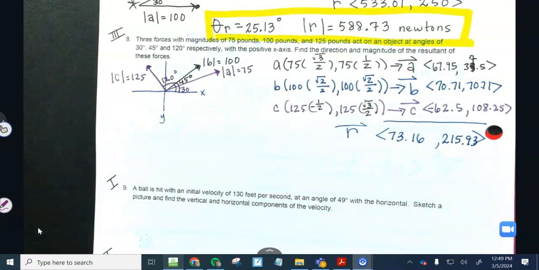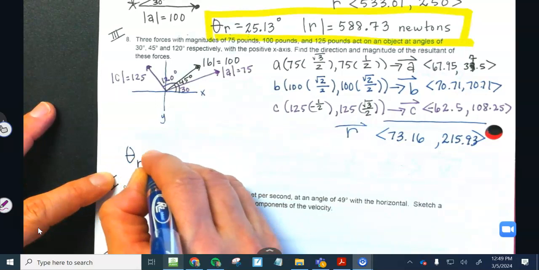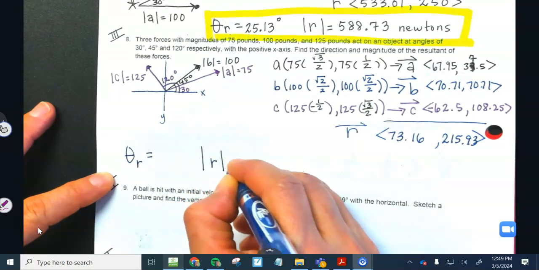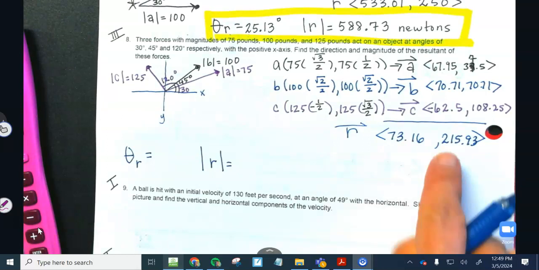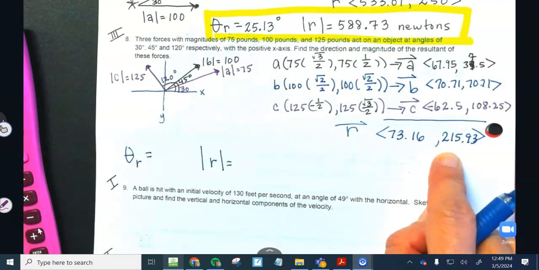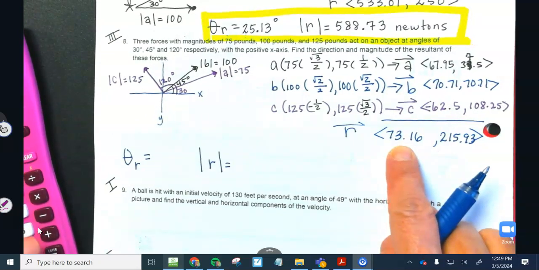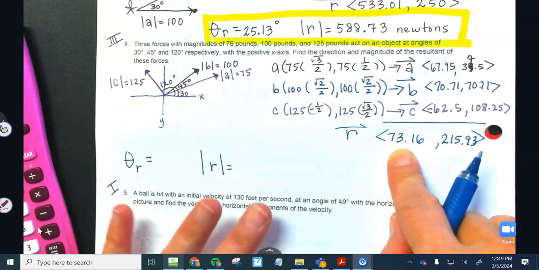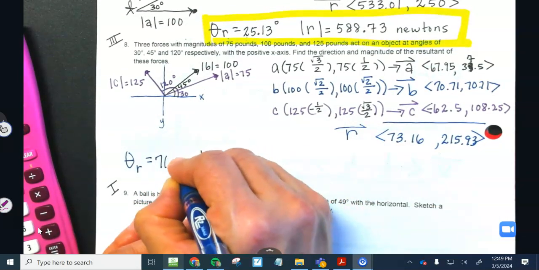Now remember, once we get down to problems 9 and 10, it's going to go a lot faster. And we're almost done with this. You just need to find the direction of the angle and the magnitude. I have a calculator right here. Okay, so second tangent, 215.93 divided by that first number. So we're going to get 71.29 degrees. Don't forget your degree symbol.